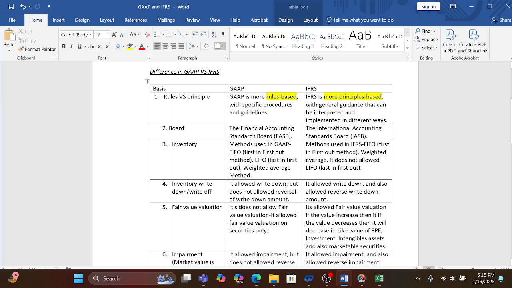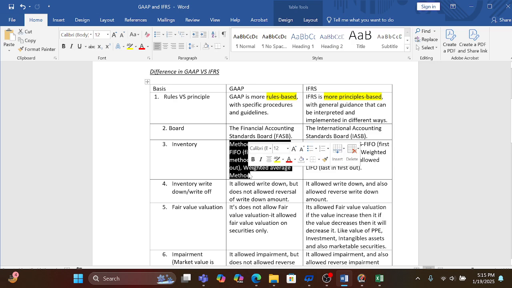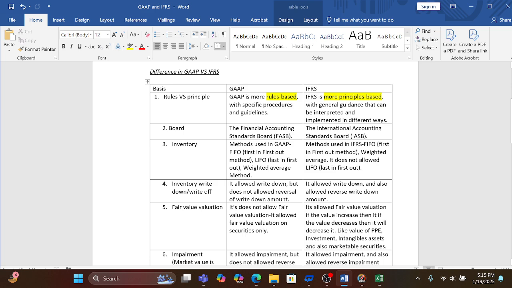Then our next part, guys, is inventory. I hope you know about the FIFO method, LIFO method and also the weighted average method. GAAP allows all three methods, but IFRS does not allow all of them. It allows only the FIFO method and weighted average method, but does not allow the LIFO method.